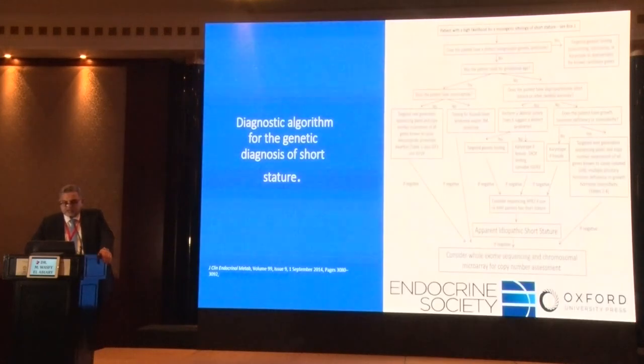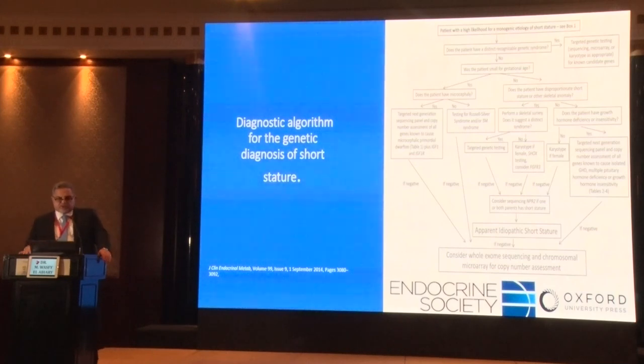So here we are. Now, I don't expect you to read this; if you want, take the source, it is an excellent algorithm. Basically, it starts by asking where the child is: does the child have idiopathic short stature? It goes through everything. If you have an endocrine abnormality, no. If you have IUGR, no, until you reach idiopathic short stature, and then consider whole exome sequencing.